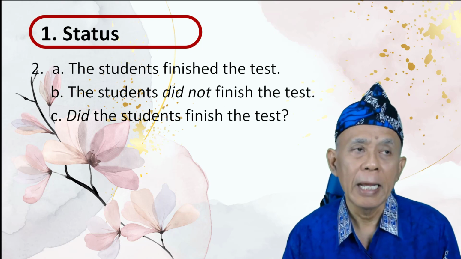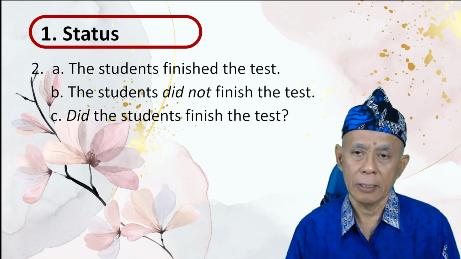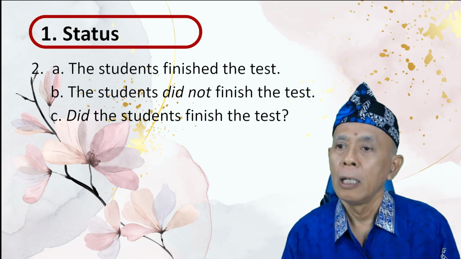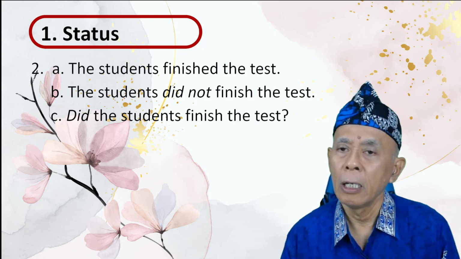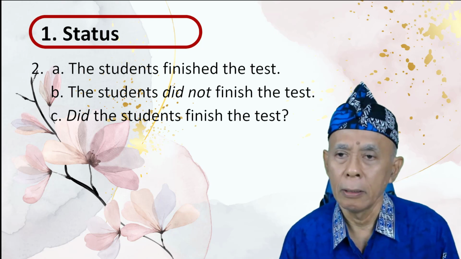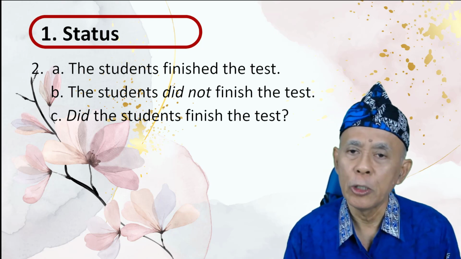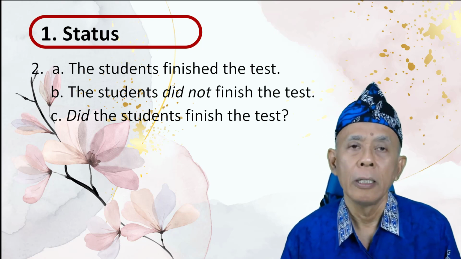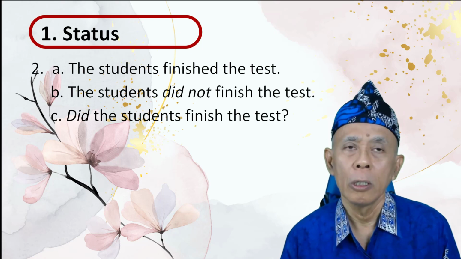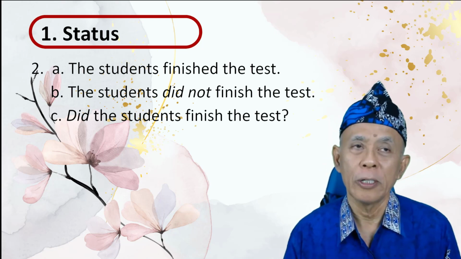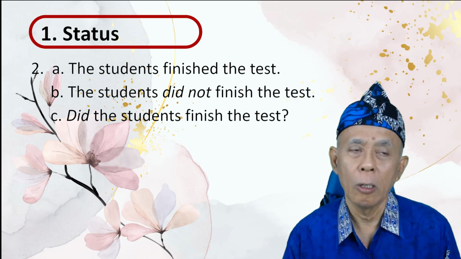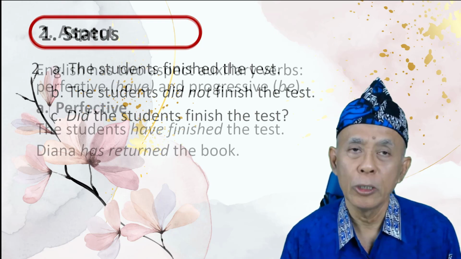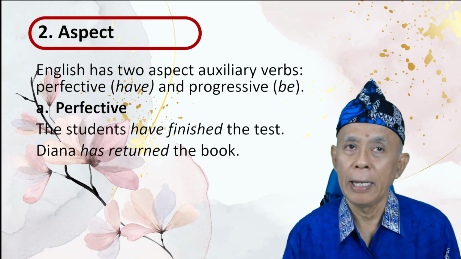In the next example, the students finish the test. Here, the finishing has really happened. The students didn't finish the test. Here, the finishing does not happen. So this is a negative, and the finishing action does not happen. Did the students finish the test? The finishing is still a question. So a status auxiliary verb shows whether the action or process really happens or does not exist. Now let's continue with the next auxiliary verb.